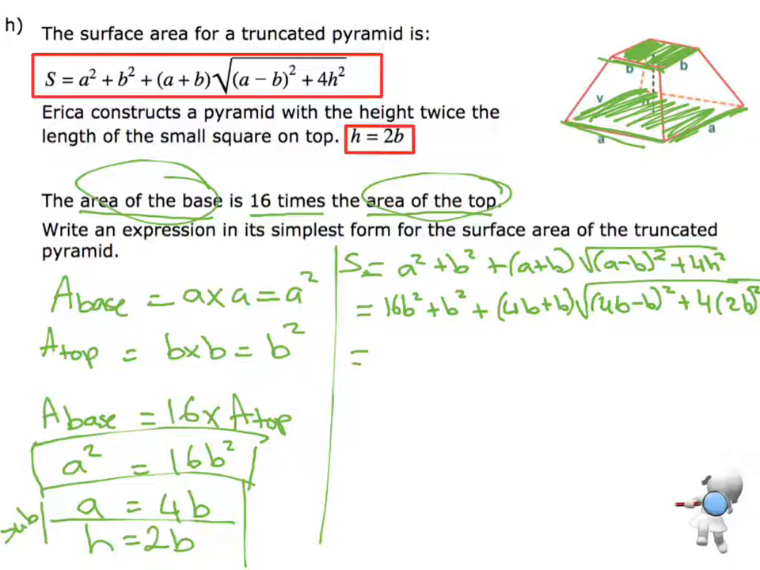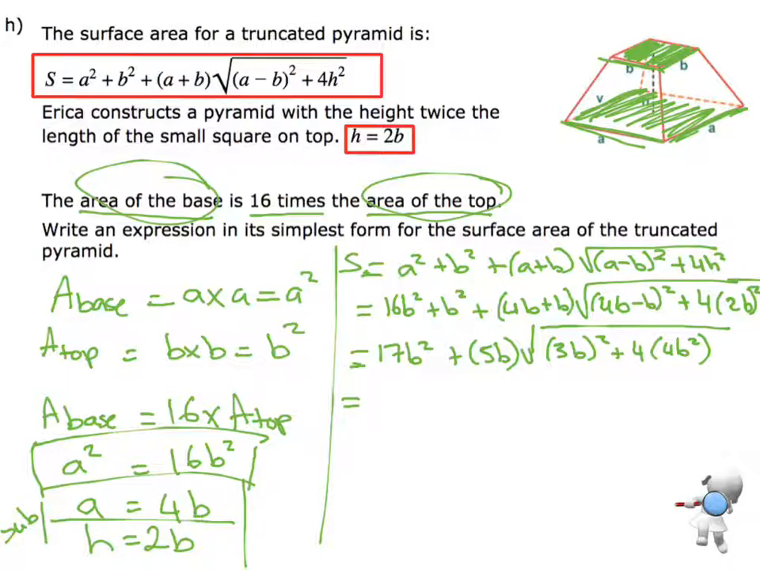Okay, let's do some tidying up. Let's see what this comes out to be. 16B squared plus B squared goes to 17B squared. Then in the brackets, 4B plus B is 5B, and I'm going to be multiplying that by the square root. Now underneath I've got 4B take away B, so that's going to be 3B squared plus 4 times 2B squared. So 2B all squared is 4B squared.